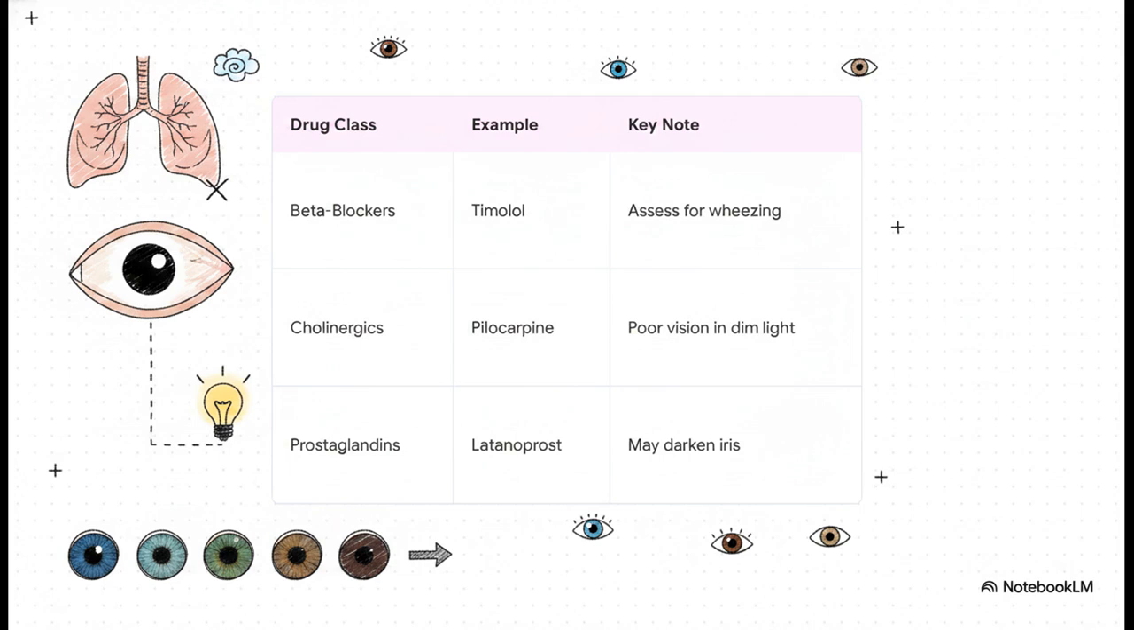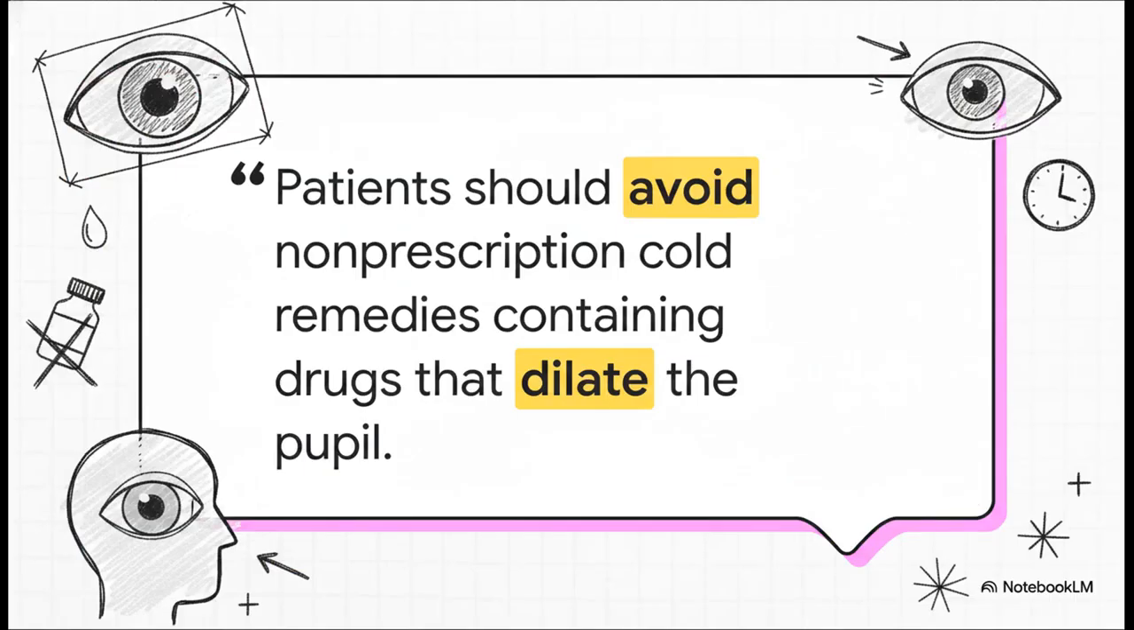Finally, prostaglandin analogs like latanoprost. A super highly tested side effect here is that they can cause permanent darkening of the iris. We're talking turning green or blue eyes to brown. You absolutely have to warn the patient about this harmless but completely permanent change. And that brings us to key point 14.